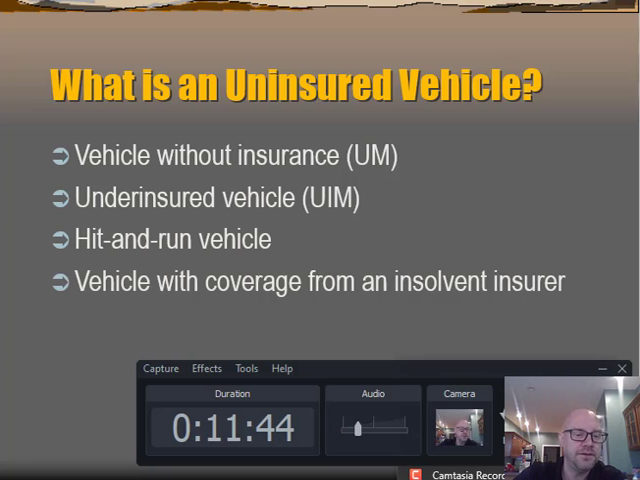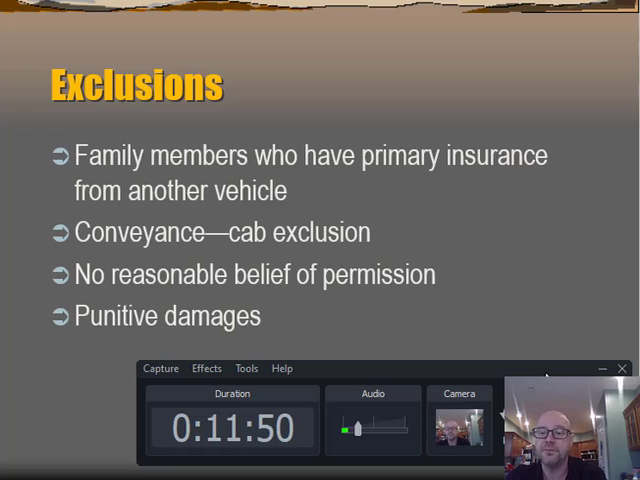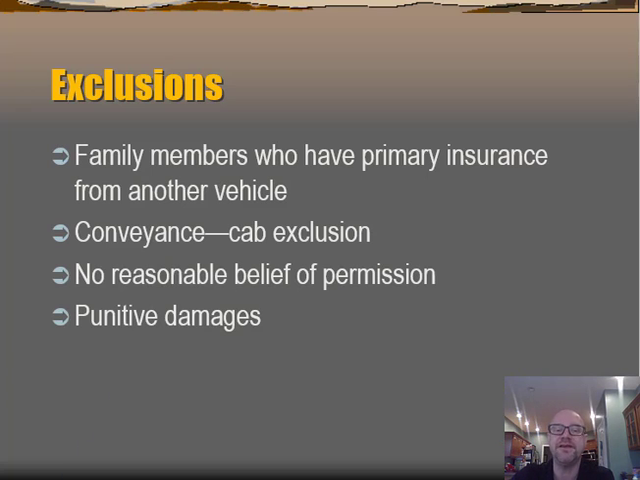Okay, let's see. We've got exclusions to talk about here. Some of the exclusions: if you have a family member and they have primary insurance from another vehicle, then that family member does not have access to your uninsured motorist coverage unless you select what's called a stacking option. You're going to see this in the auto quote assignment. You're going to say, what is this uninsured motorist stacking option? This is what it is.